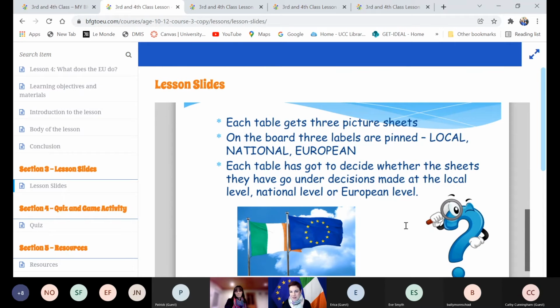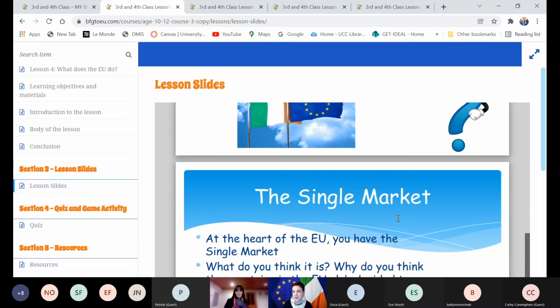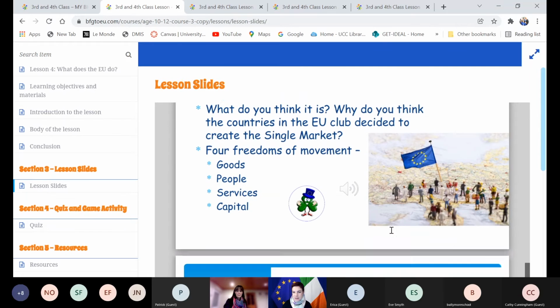Which level makes that decision? Is it local, national, or European? You know, air pollution. Is it local, national, or European? So you have that game included in the resources.